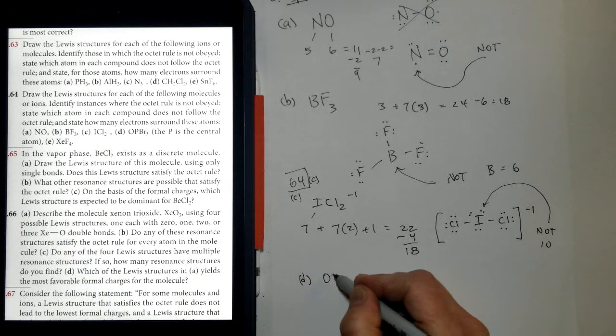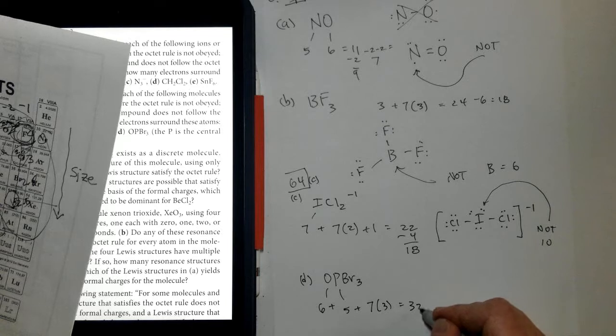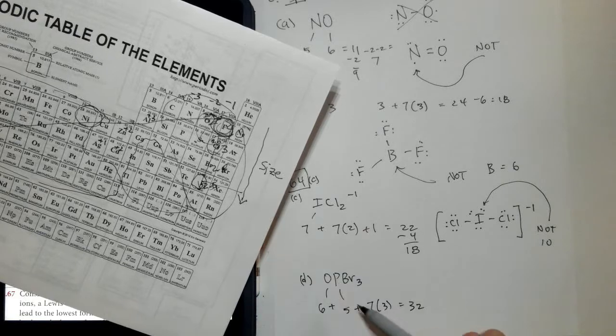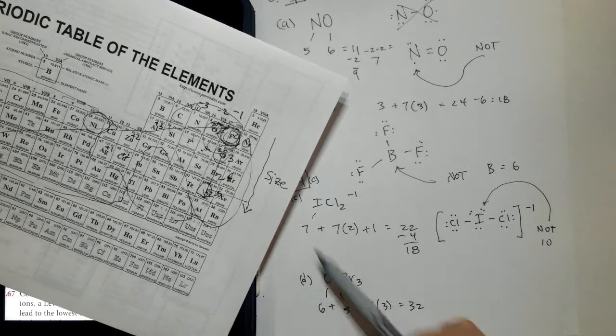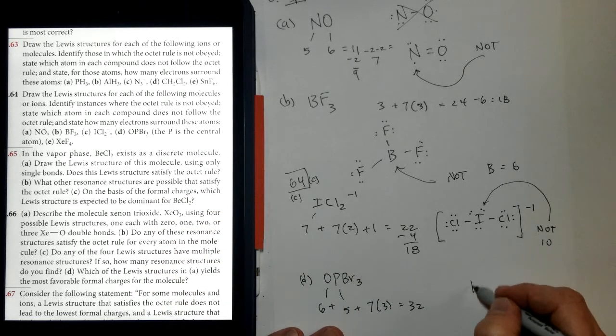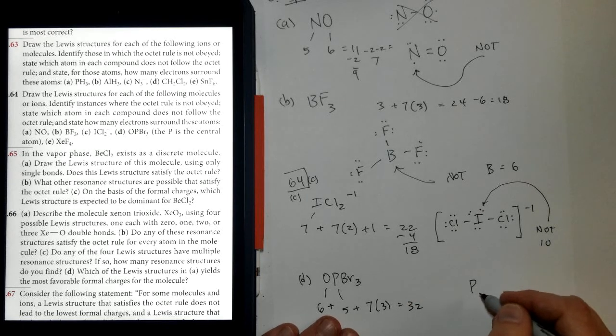This one is OPBr3. And it says P is the central atom on this one. So in this one, oxygen would have 6 valence electrons, phosphorus 5, and then bromine 7 times 3 is 21. So 21 plus 11 is 32 valence electrons. I think I did that math right. Bromine is in group 17, phosphorus in group 15, and oxygen in group 16 for 6. So 32. And it says P is the central atom. It is the least electronegative, or pretty close to that anyway. Bromine might be right even with it, but it tells us that phosphorus is the central atom.